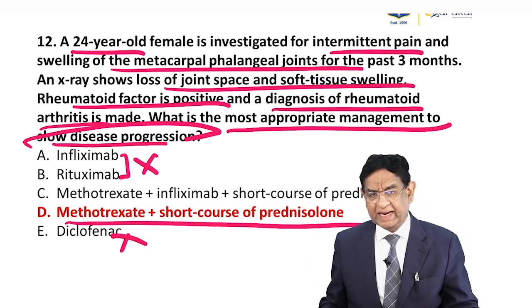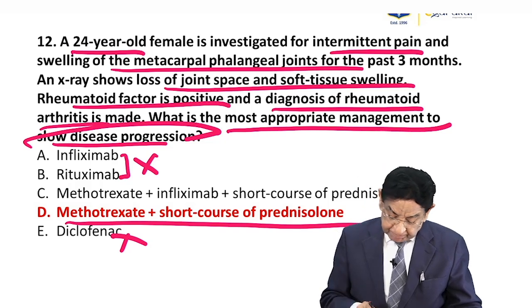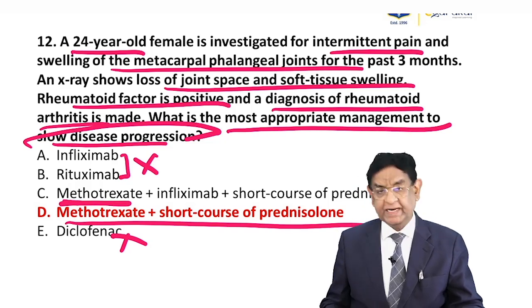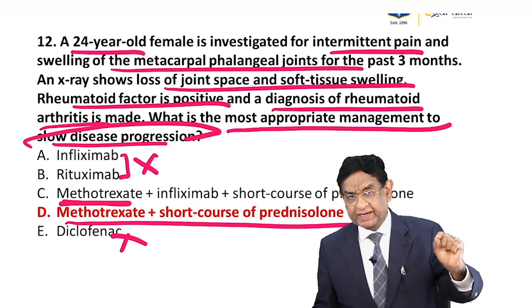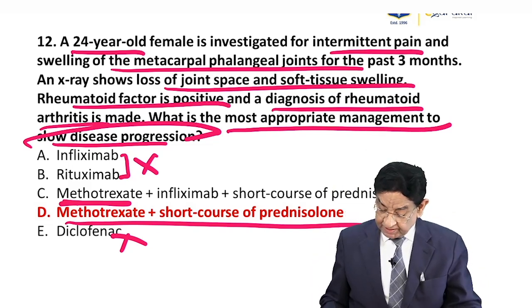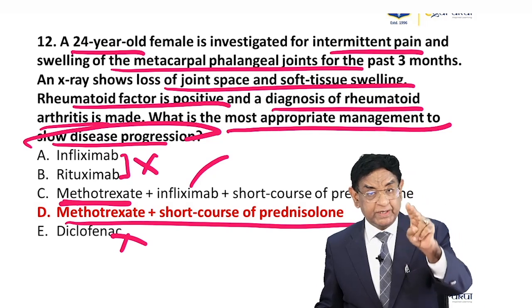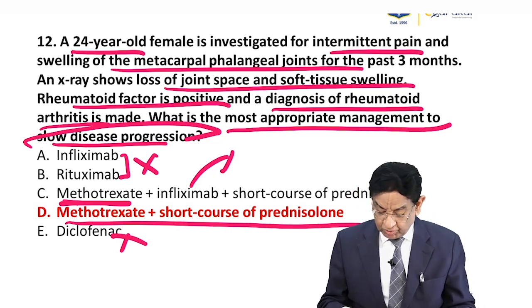Diclofenac is a simple analgesic. It will not slow down the progression. Methotrexate is the one drug that really is a disease modifying agent. It's the only one which is going to reduce the progression. But do we need to give infliximab? No. This we give only when we have given 2 DMARD. We don't start it, rule out.